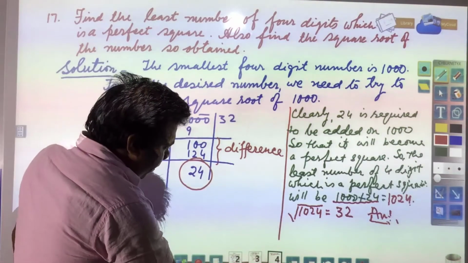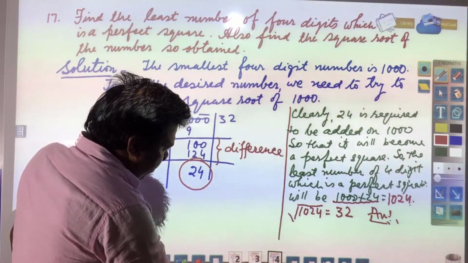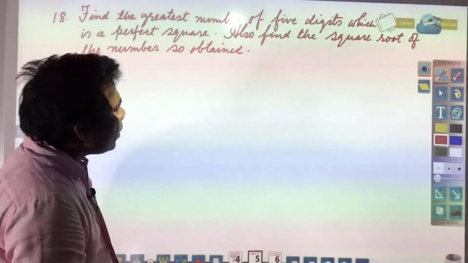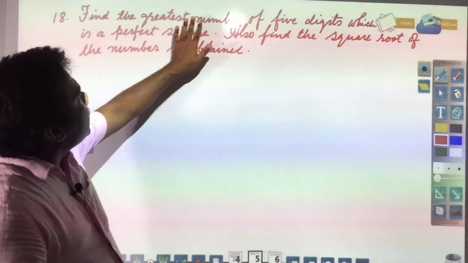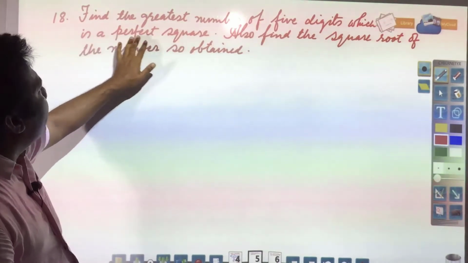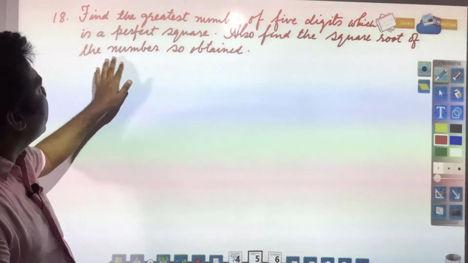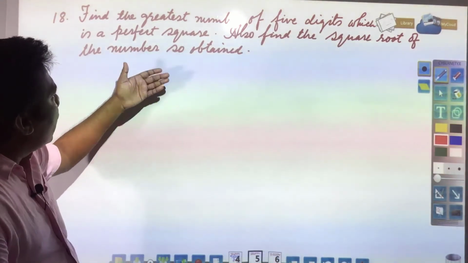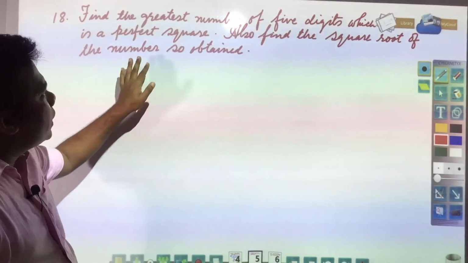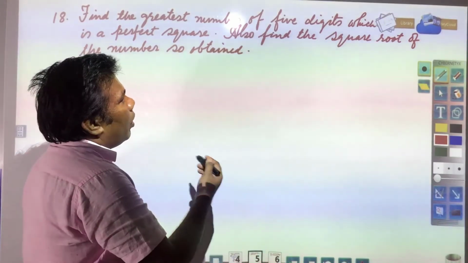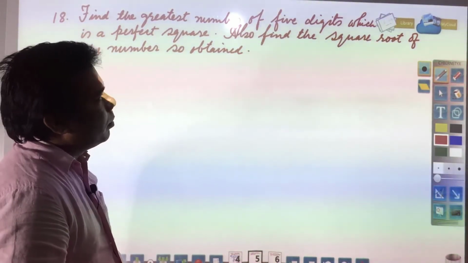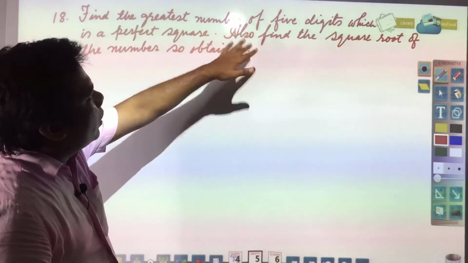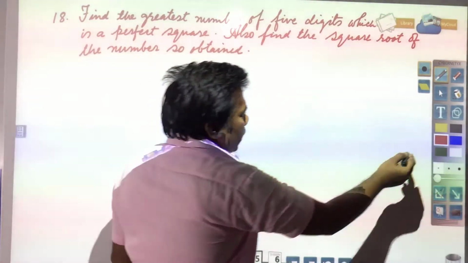Next you see, find the greatest number of 5 digits which is a perfect square. Also find the square root of the number so obtained. So easy question it is. As we have solved previous questions, in the same way it is required to be solved, but here you need to subtract the number, because you need to find the greatest number of 5 digits. So here you see how we will do.